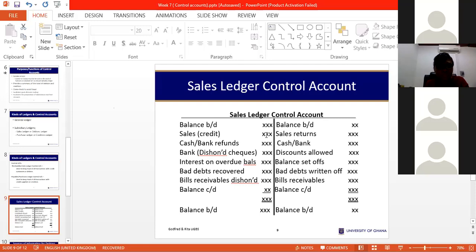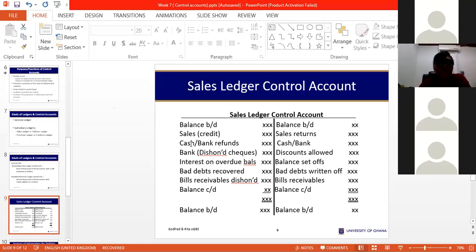Now, cash refunds. If we refund cash to them, cash that they have paid and we refund, it goes to increase their indebtedness to the business. It only assumes that we have sold to them and they are yet to pay. In a similar vein, if they give us checks, last week, in some of the examples Ascertain paid by check. If we send that check to the bank and they tell us that there is no money in Ascertain's account, it means that that check would have been dishonored.